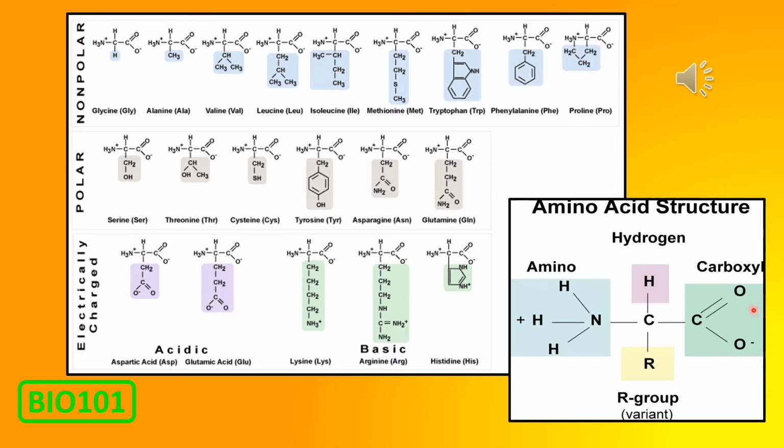So it's important that you remember this basic structure of an amino acid with its amino group positive on one side, its carboxyl group negative on the other side, and that gives the amino acid polarity.